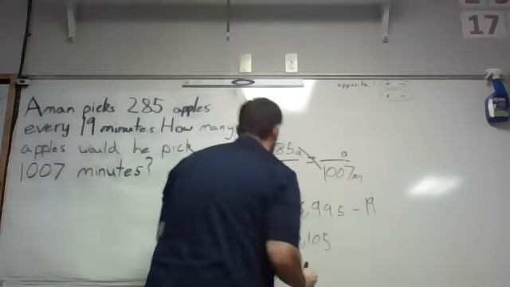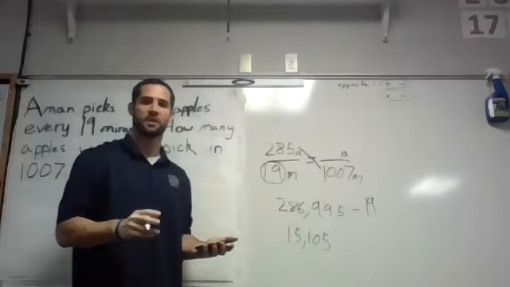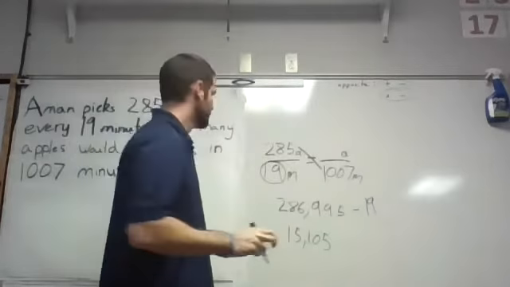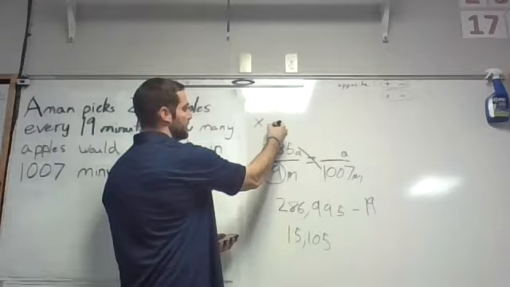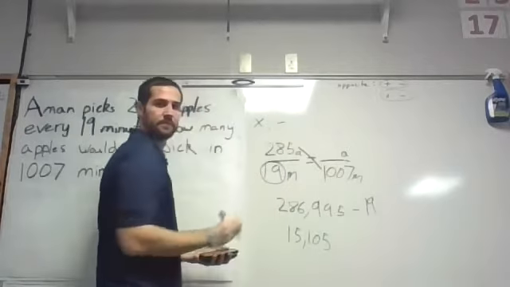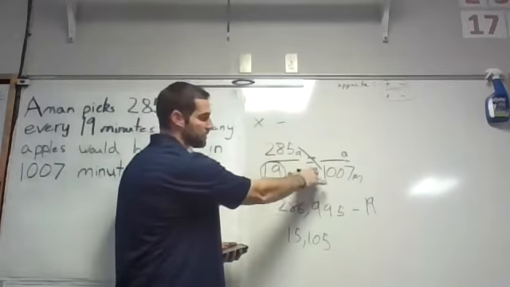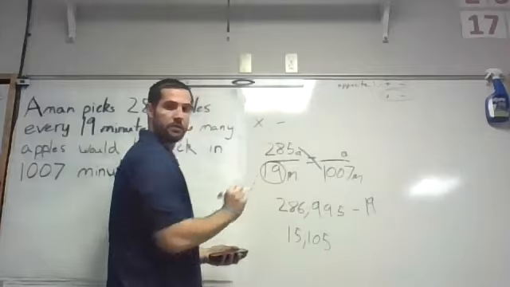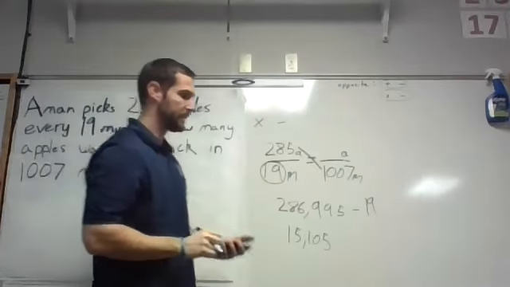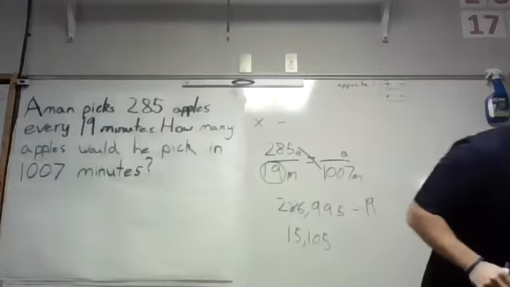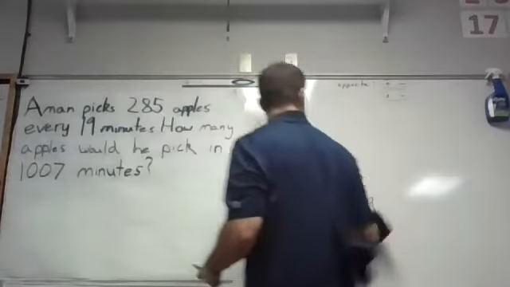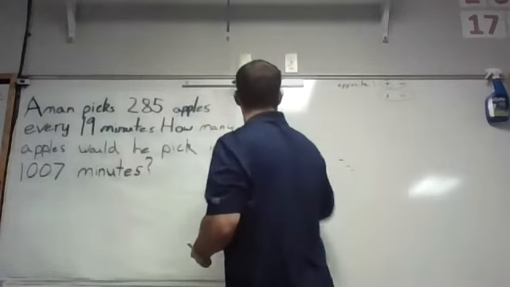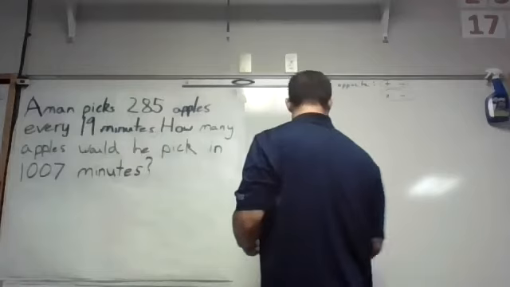15,105. Now, when you use diagonal multiplication, you're only going to use two things: multiplication, then division. See how I multiply two numbers to each other and I divide by the number I haven't used yet. That's problem number one. Now, I will do another problem with you momentarily.